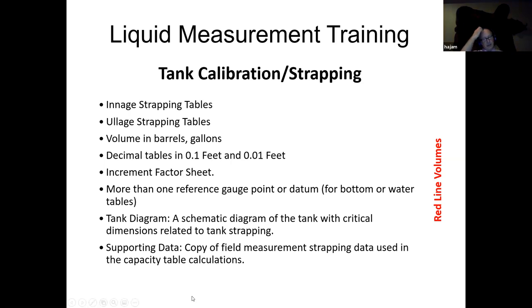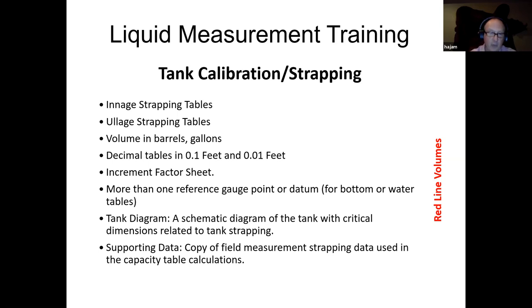You get a schematic diagram of the tank, dimensions, and the relating tank strap. There are other documents that come with it as well, the field measurement strapping data used in the capacity table calculations. I've seen this done. It's a detailed process, and it's a process that not only uses computers but engineering as well to determine exactly all the detail that's inside of a tank so we get the right volumes.